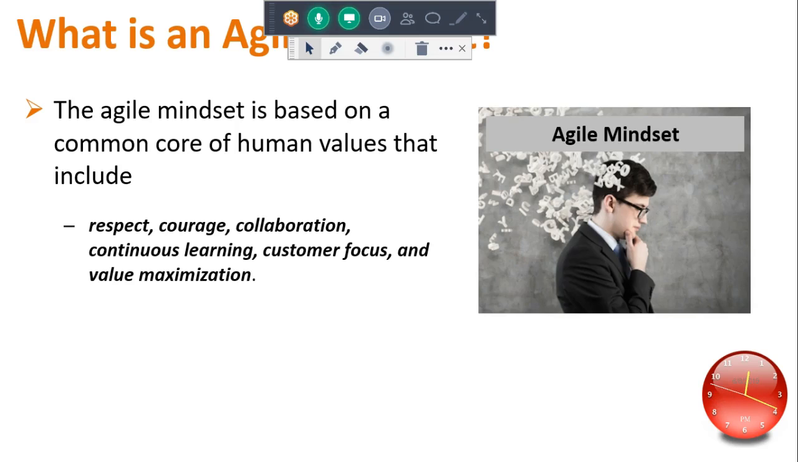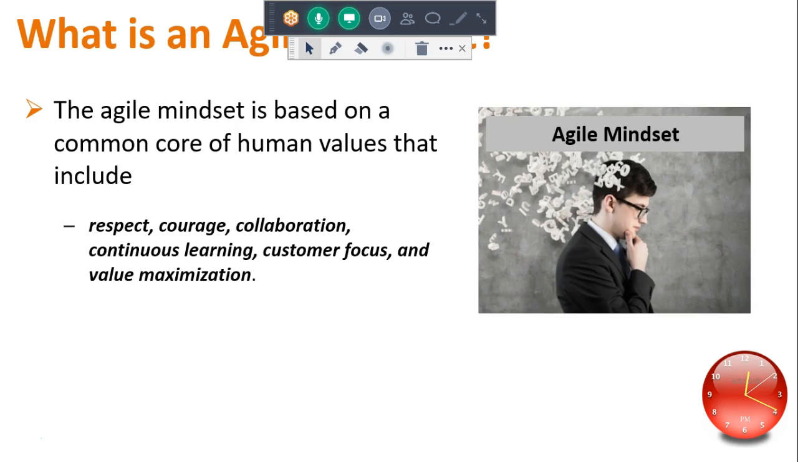Continuous learning. Obviously, we've talked already about feedback and incorporating feedback into the way we do things. What we do when we incorporate feedback is we're learning new things. Every time we get feedback and every time we change the way we're doing something, we've learned something new.